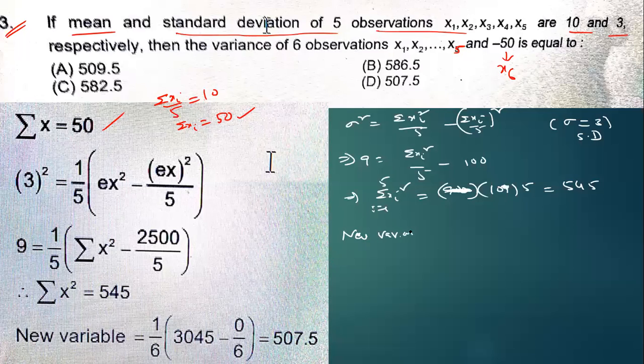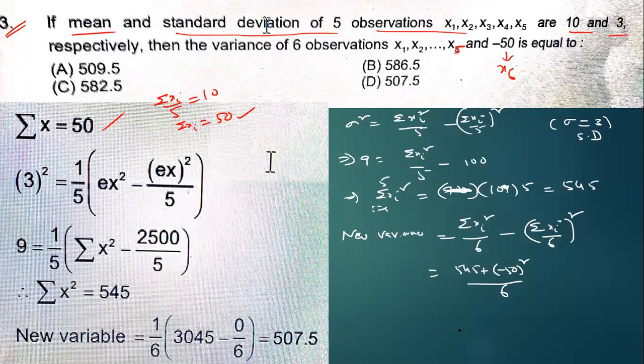Now they are asking for the variance of 6 observations. What is the formula? Sigma x square by 6 minus sigma x by 6 whole square. Now see carefully what I'm doing here. x1 square plus x2 square up to x5 square is 545, plus x6 square, which is minus 50 whole square, all by 6, minus the average of all the 6 observations.